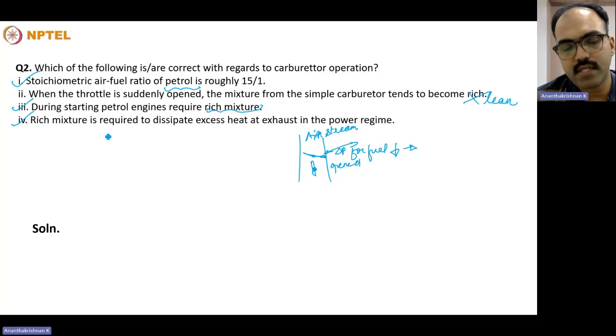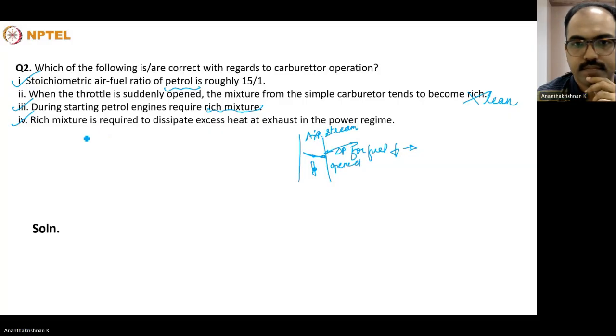So if the mixture is rich enough, a portion of the heat will be delivered to the fuel itself, and it will be used for dissipating the excess heat. So options 1, 3, and 4 are right.